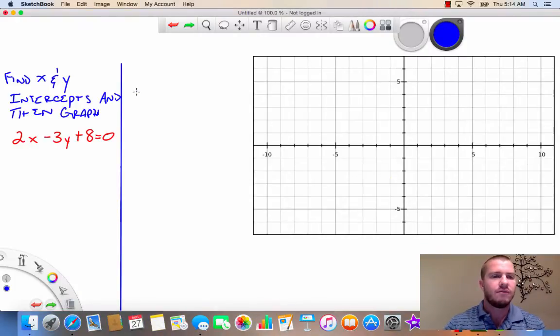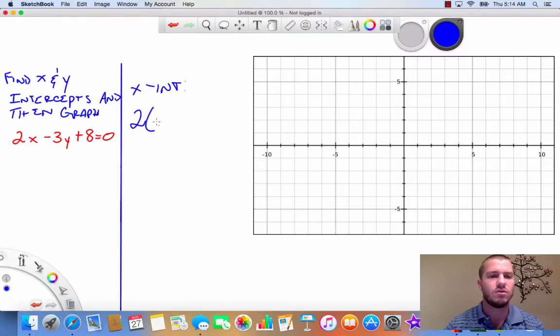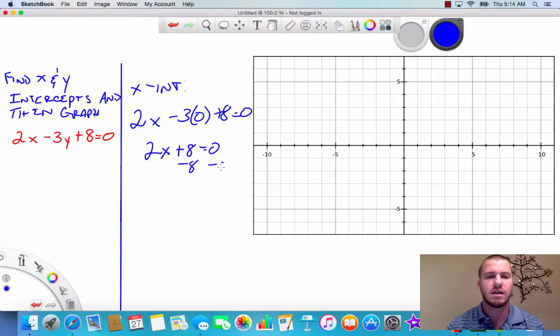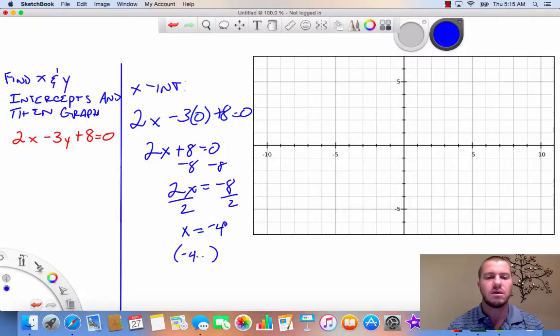So to find the x-intercept, I'm going to plug 0 in for y, so I have 2 times x minus 3 times 0 plus 8 equals 0. Well, 0 times anything is 0, so I have 2x plus 8 equals 0. Subtract 8. 2x is equal to negative 8, and divide by 2, and x is equal to negative 4. That means the x-intercept is the point negative 4, 0.